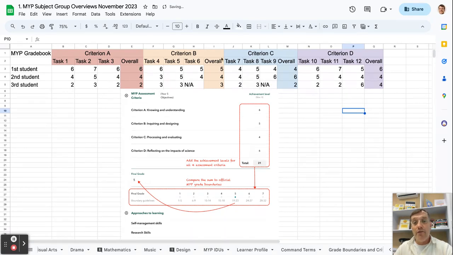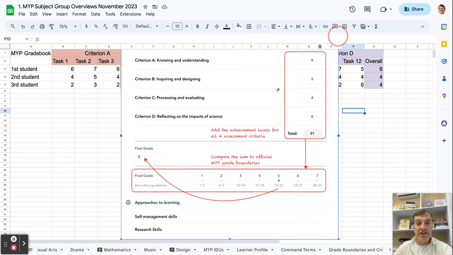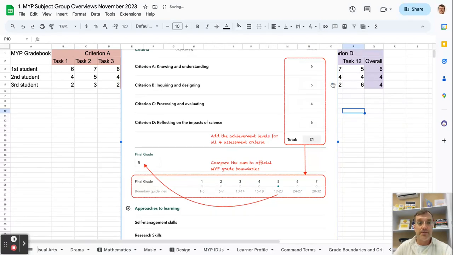So now that we have overall grades across all 4 criteria, let's look at how those determine the final grade that comes out on the report card. So here we have an example in MYP Sciences. We've got criterion A, B, C, and D. And from our first student up here, they earned an overall mark of a 6, a 5, a 4, and a 6. Let's make that a little bit bigger so you can see it a little more clearly. Okay? 6, a 5, a 4, and a 6.